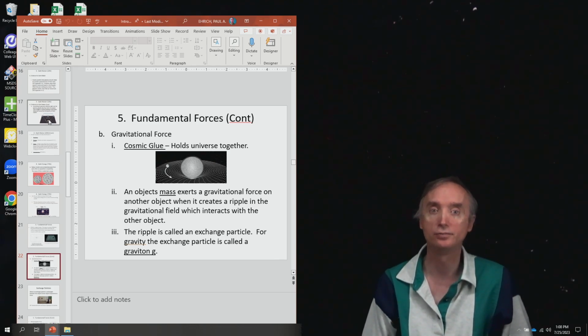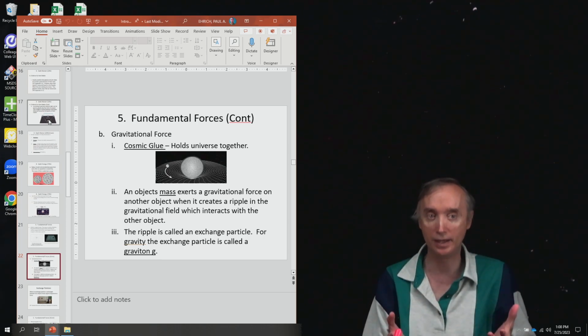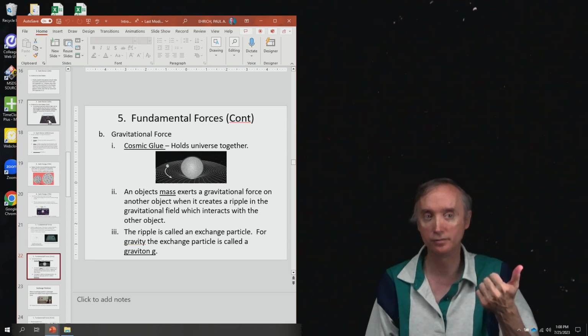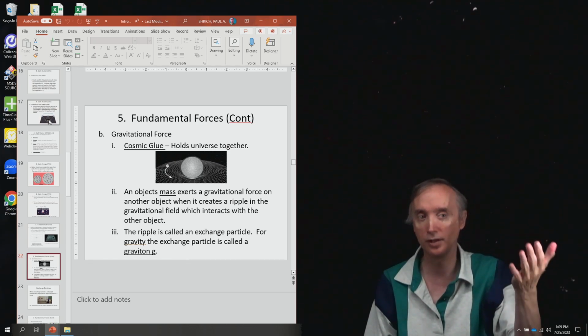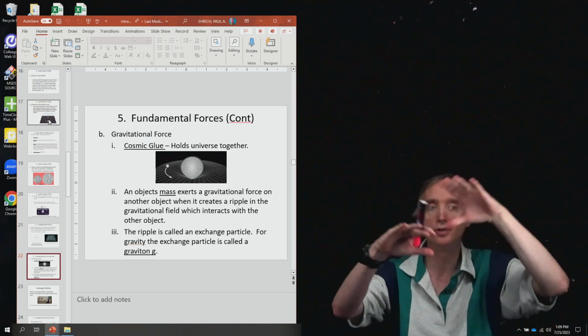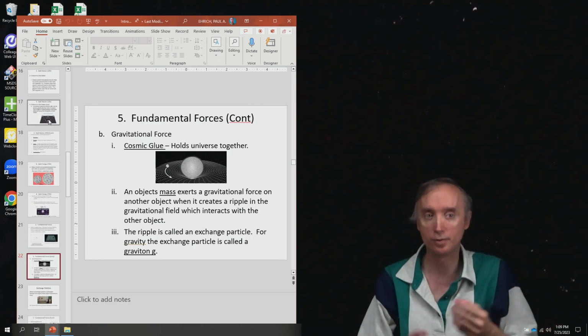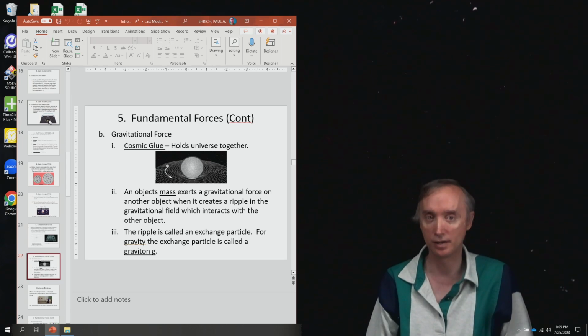Okay, so let's first look at gravity. So the gravitational force, it's the thing that holds the universe together. Anything that is really, really big, it's the job of gravity to hold it together. So it's going to hold superclusters together, clusters of galaxies together, stars together, planets together. So anything that's really big, it's the job of gravity to hold it together.